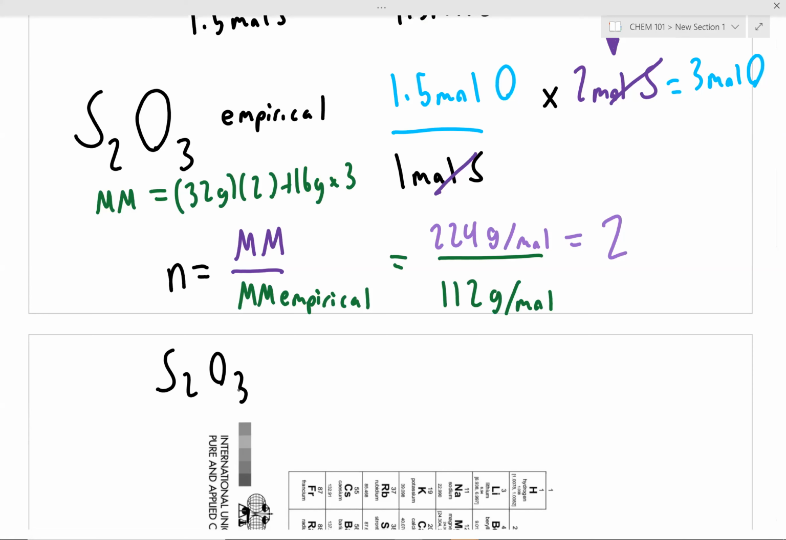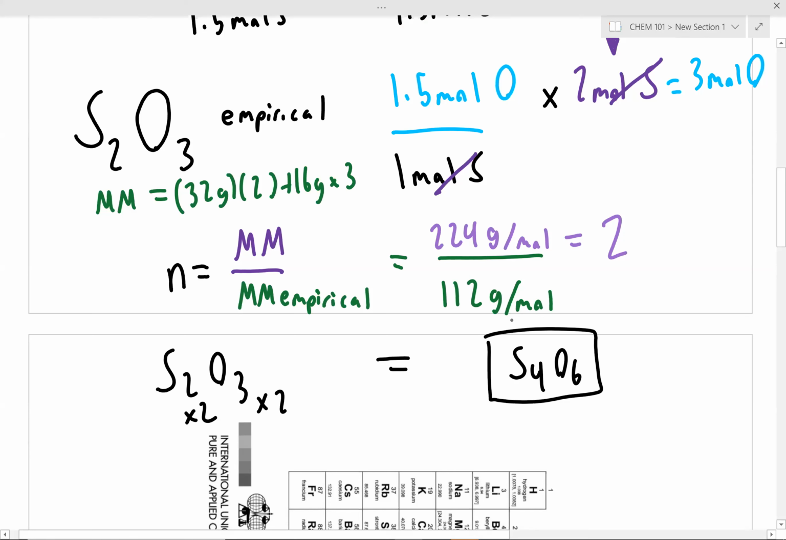Oh, wow, you guys are doing the multiplication step already. So in the end, we'll get S4O6. The way I like to think of it, you can either multiply all of your subscripts by 2, or you can draw out 2 S2O3 subunits and add your atoms together. Exactly right. So the formula of this compound is S4O6, which is a compound you'll actually be dealing with in the redox titration lab towards the end of the semester.